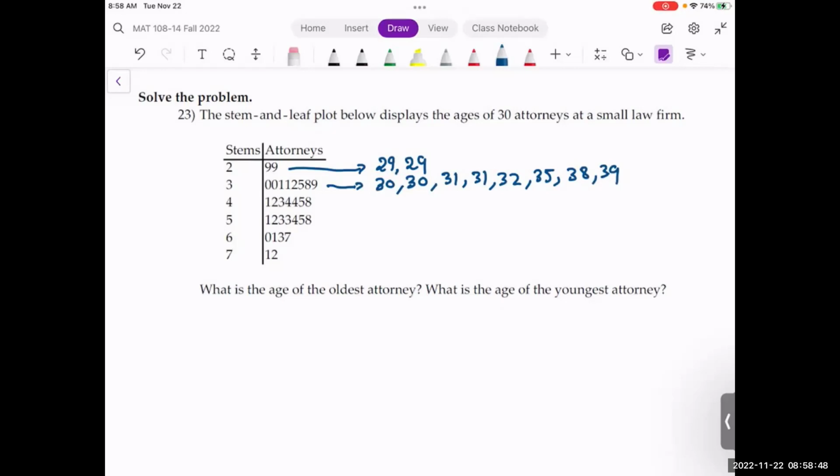Yeah, very good. So the other one, 41, 42, 43, and so forth, right? If I go all the way to the bottom, I'm going to find the biggest number, which is 71 and 72, right? Everybody okay with this? So then you get it. The oldest age is going to be 72. The youngest age is going to be 29.